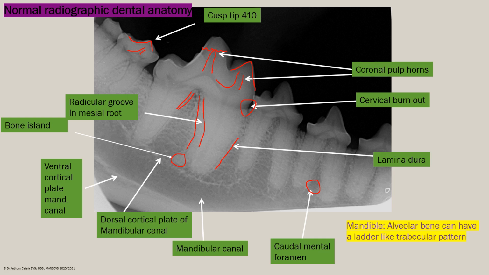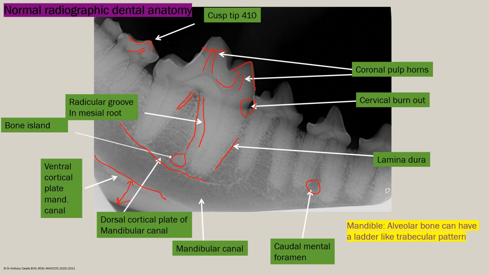This is the dorsal cortical plate of the mandibular canal, and this is the ventral cortical plate of the mandibular canal. As I said before, we look at the thickness of the ventral cortex to give us an idea whether there's a risk of fracturing the jaw when we're extracting this, especially the mandibular first molar tooth.